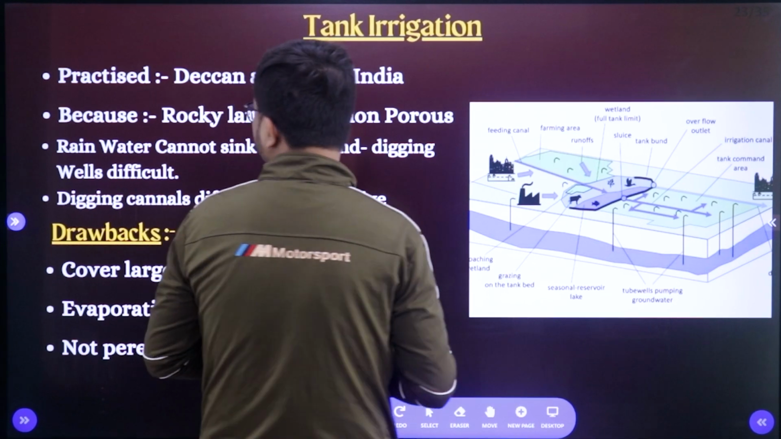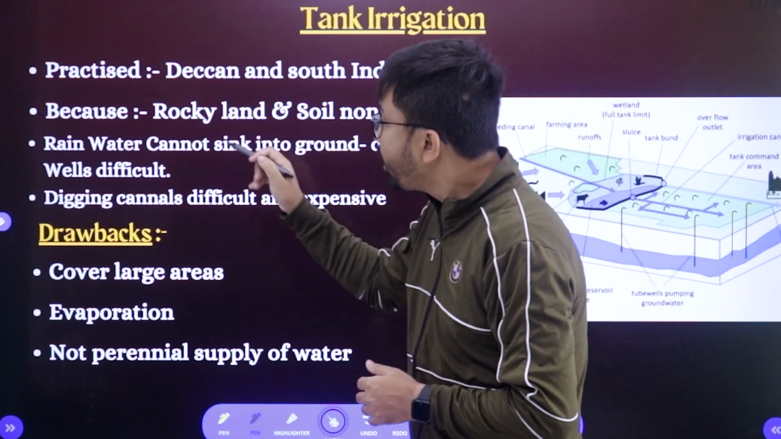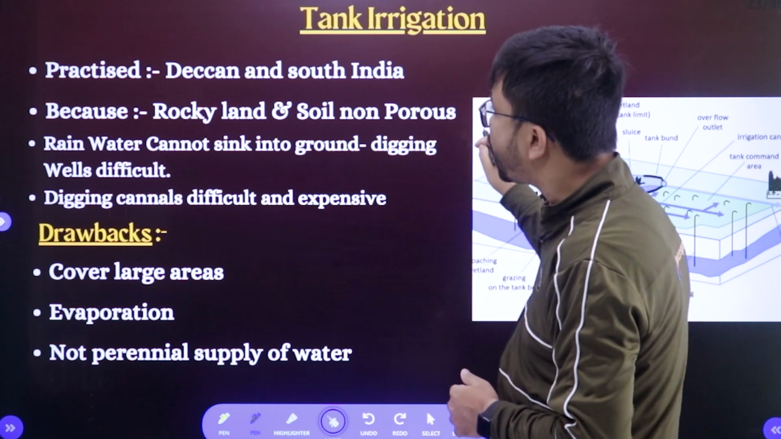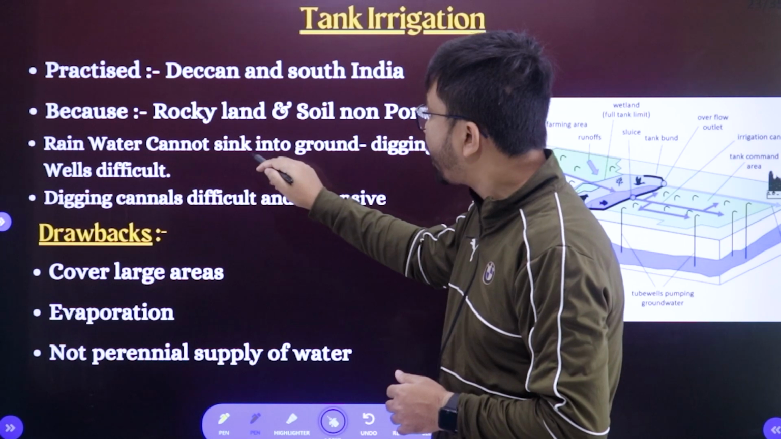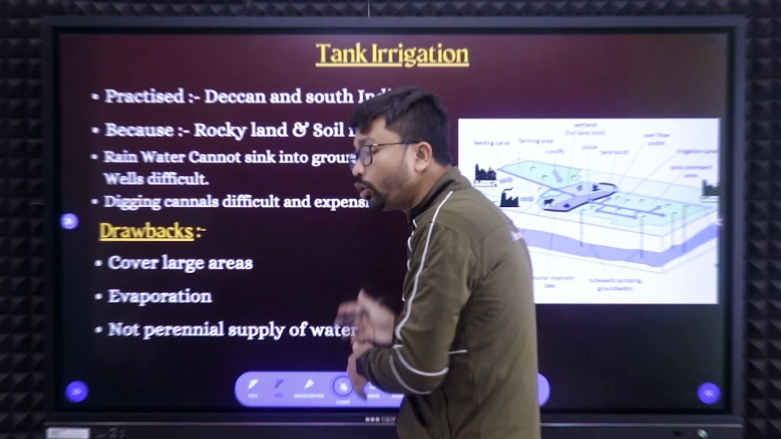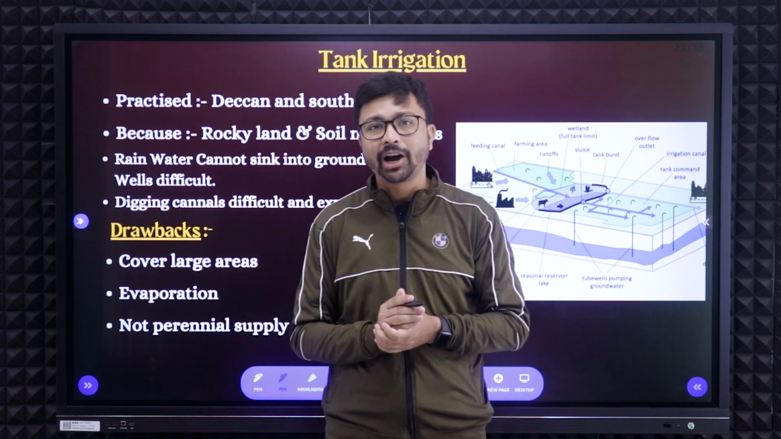Now tank irrigation is practiced basically in the Deccan Plateau or South India. Why? Because of the rocky land and non-porous soil. Water, mainly rainwater, cannot sink into the ground. Due to these two advantages, we practice rainwater harvesting in South India much more.